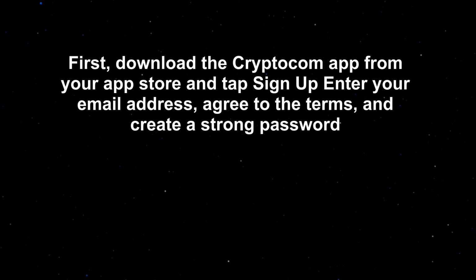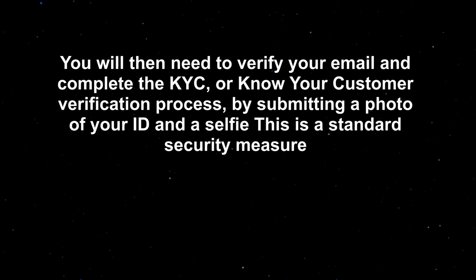First, download the Crypto.com app from your app store and tap sign up. Enter your email address, agree to the terms, and create a strong password. You will then need to verify your email and complete the KYC, or know your customer verification process, by submitting a photo of your ID and a selfie. This is a standard security measure.